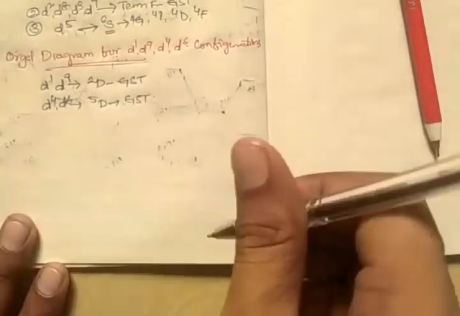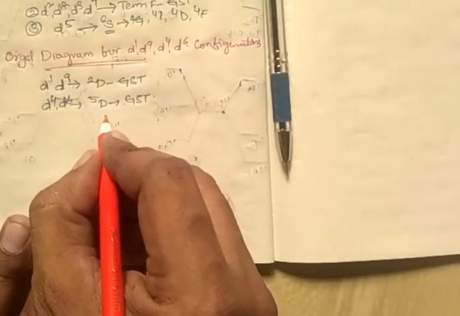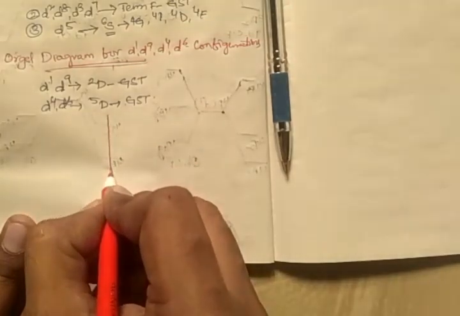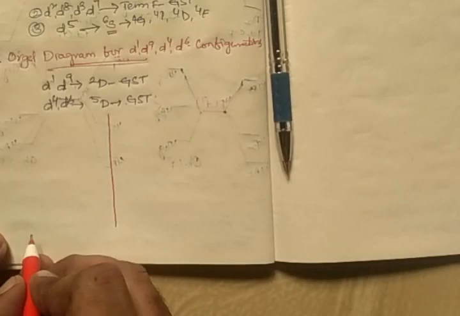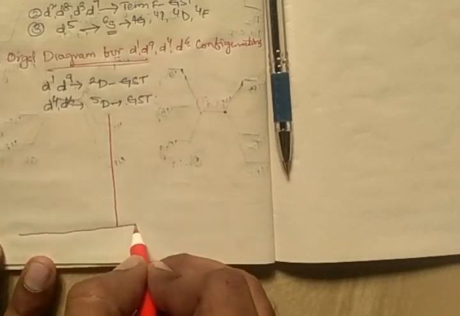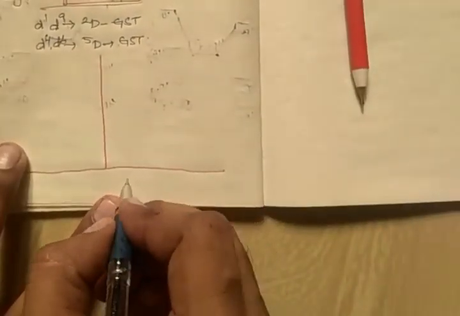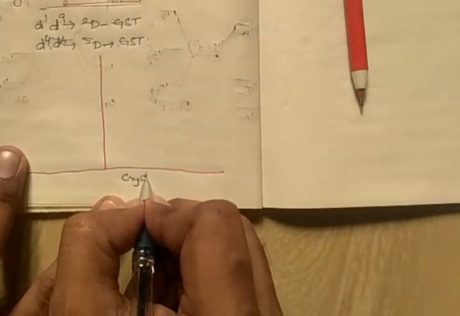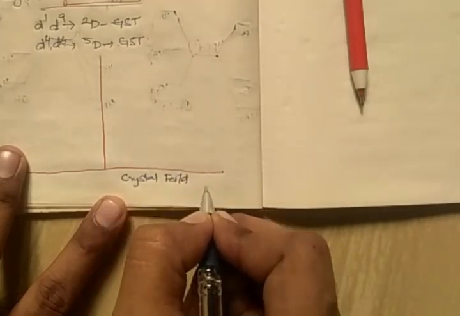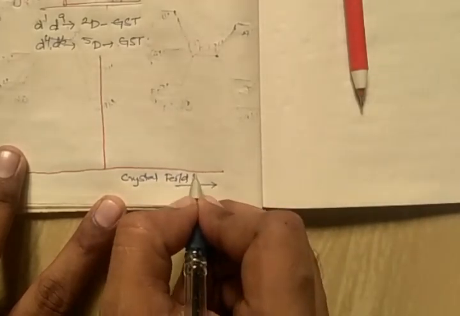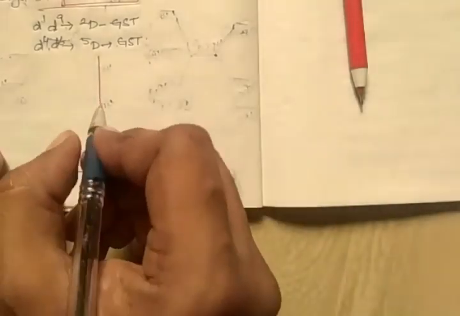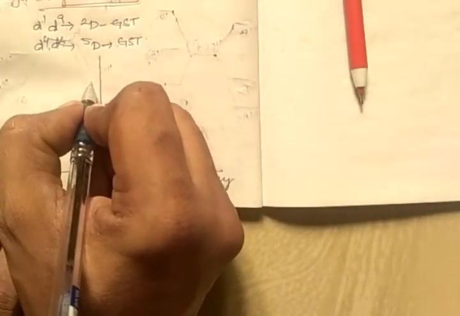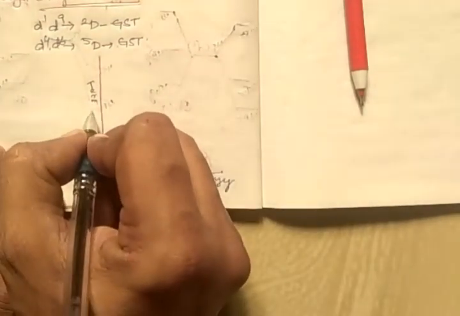And here, to explain the Orgel diagram, he took a vertical line in the middle and a horizontal line at the bottom. The horizontal line shows the crystal field energy scale, and the vertical line shows the term energy.